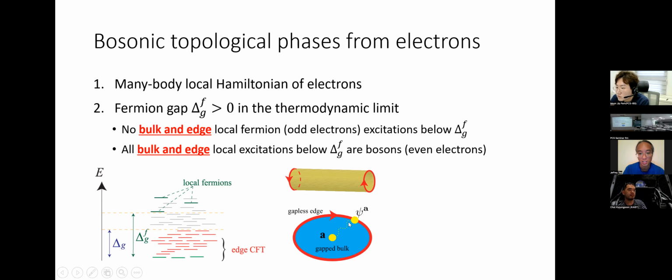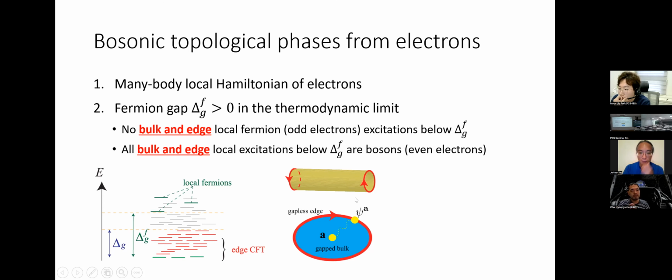So there are going to be two energy scales. There's one energy scale that separates the edge from the bulk excitation. That's the bulk energy gap delta G. And then there is another energy scale, delta GF, that's the fermion gap. So below this fermion gap, all these energy levels are either fractional, or if they're not fractional, if they're integral, then they must be bosonic. So all the states below delta GF, if they're local, must be bosonic, meaning that they must be even electron combinations. Above this fermion gap, there could be local fermion excitations that appear.